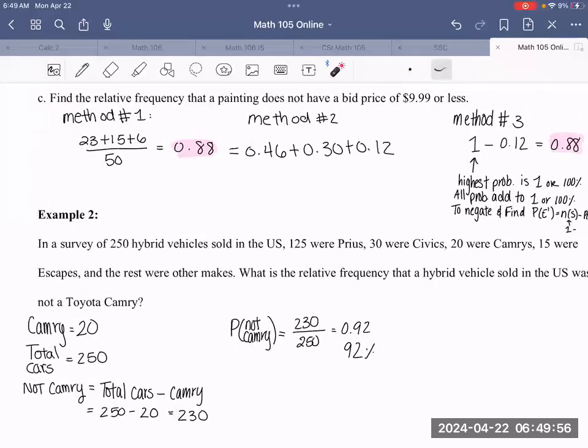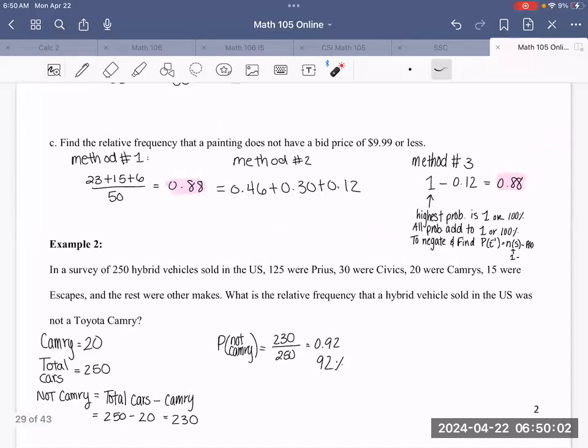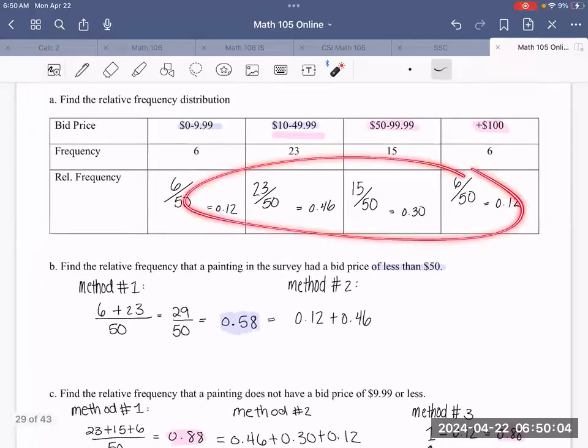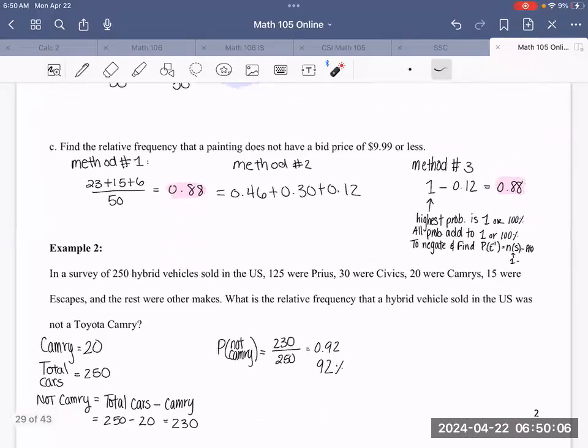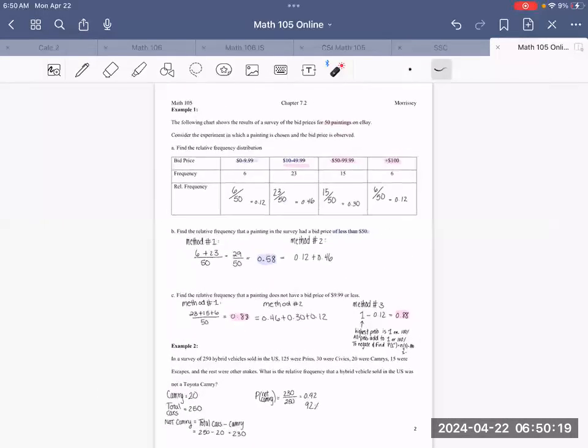Again, you could also have added them up, found all of their probabilities, and done exactly as we did up here. But just don't be afraid to negate and find the opposite of what we're looking for. And if we're trying to find the probability, just making sure if it's with the frequency first, we still end up dividing.